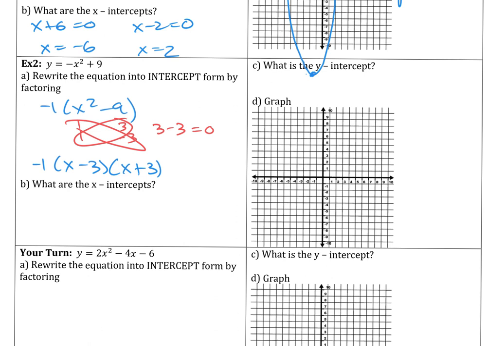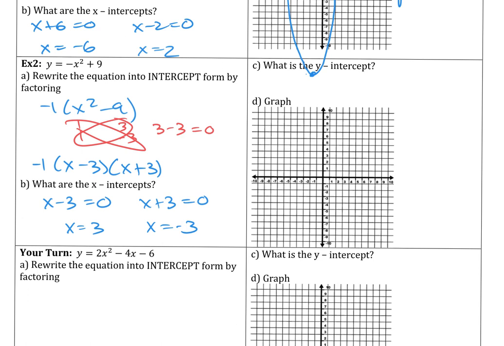We're going to go ahead and find the x-intercepts, same way as we normally do. We're going to take our factors, and we're going to set them equal to 0. And we solve, we get x is equal to 3, and x is equal to negative 3. To find our y-intercept, once again, we're going to plug in 0, and I like to plug it into the original equation.